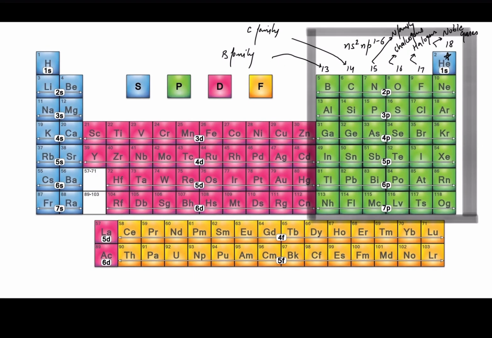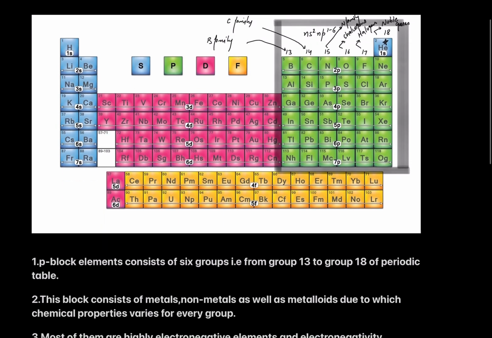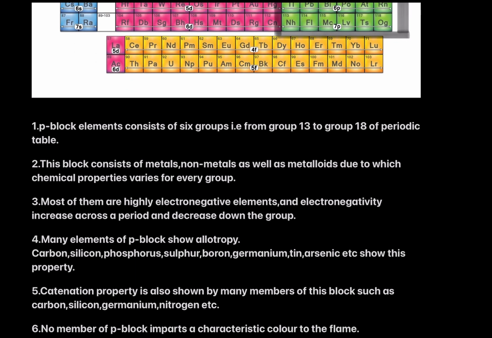The very first point. The p block elements consist of 6 groups, that is from group number 13 to group number 18 of the periodic table. Let's come to the second point. This block consists of metals, non-metals as well as metalloids, due to which the chemical properties vary for every group.